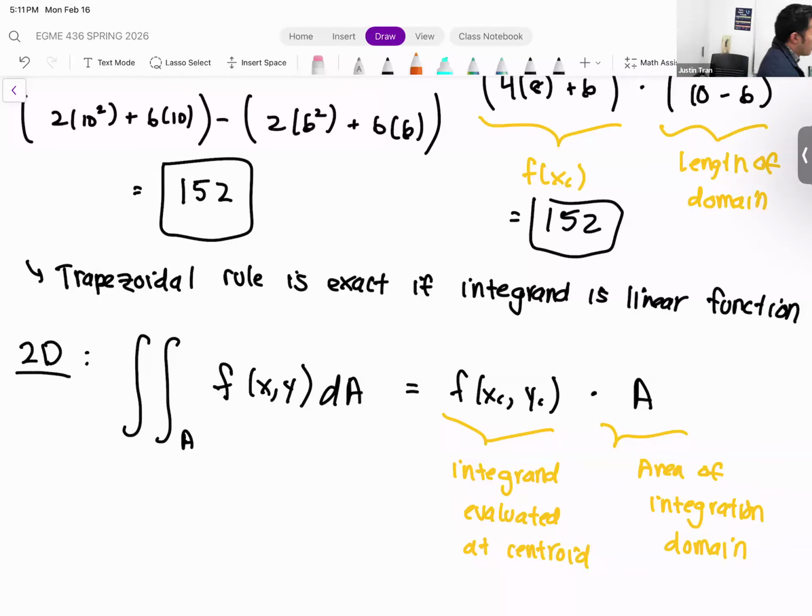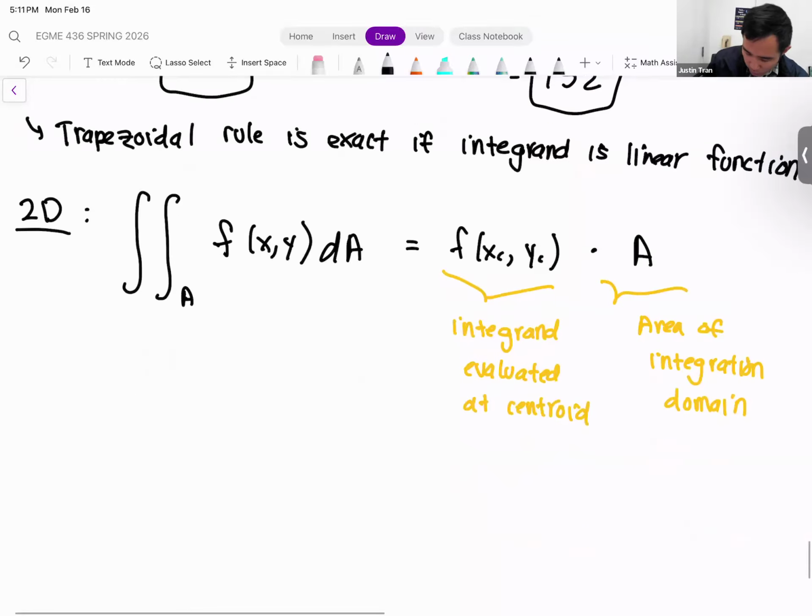And so that area could take a few different forms. For our purposes, since we'll be working on square grids a lot of times, the area of the domain is probably going to be delta x multiplied by delta y. That's just the area of our cell. Okay, and then very quickly, let's do the 3D.